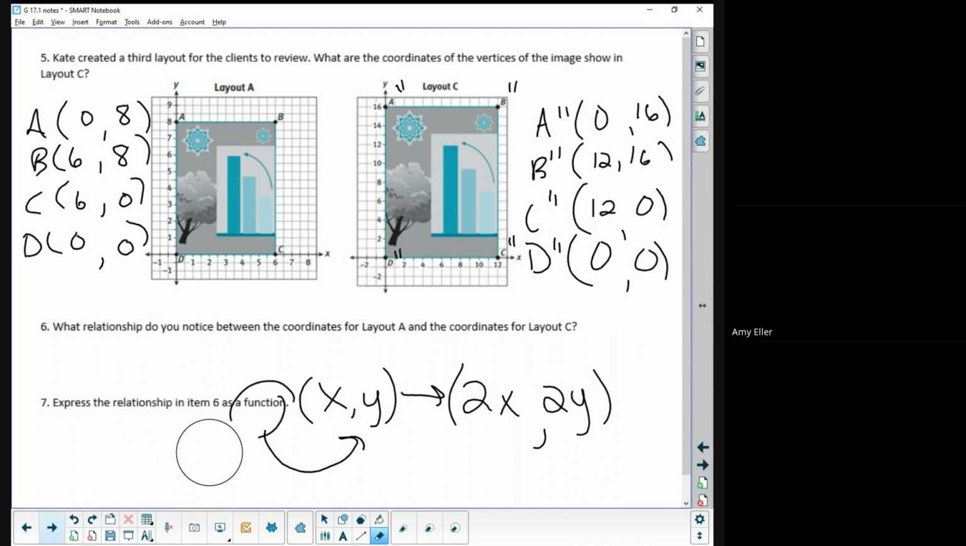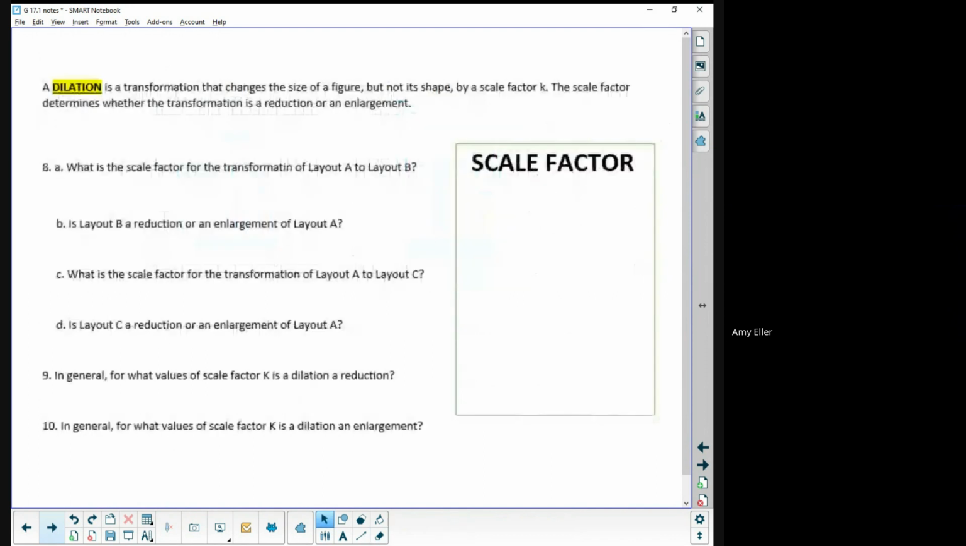All right. You will see a box that says scale factor. I would like you to write this formula for scale factor in that box. They use K for the letter, just like for slope they use M. For scale factor, they use K. Here's the formula: P prime over P.